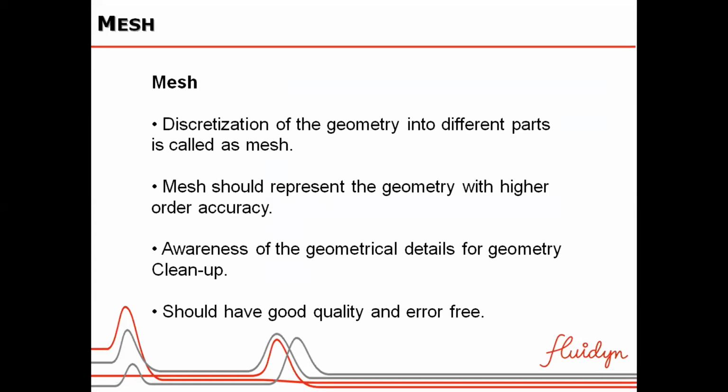What does it mean? When a mesh is generated, it should not be different from the geometry. When you are trying to generate a mesh for an aircraft sitting inside a spherical domain, it should represent both the aircraft as well as the spherical domain. That should be the correct mesh. Instead, if your mesh is representing only the spherical domain, that means the mesh is not a correct one. So it should represent the geometry with higher accuracy.